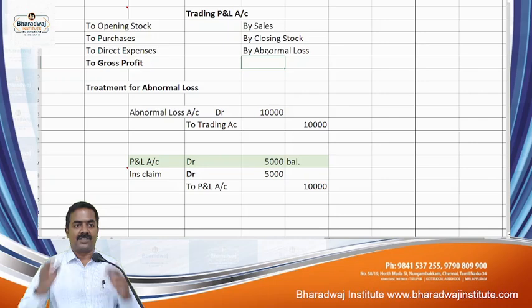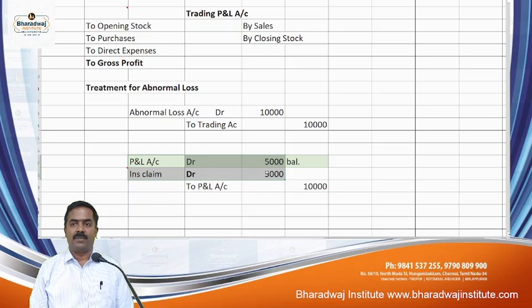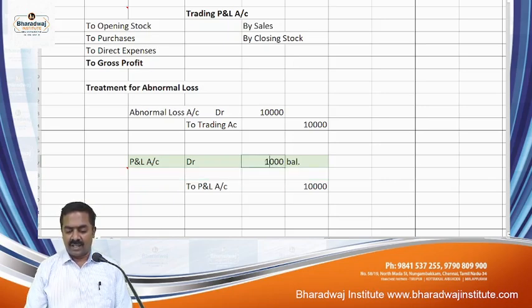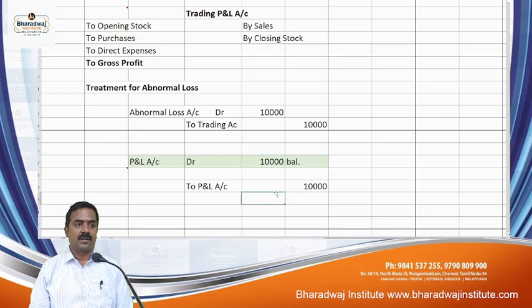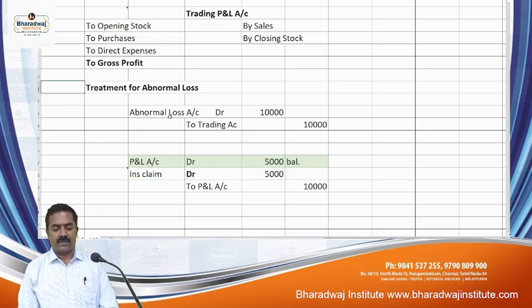By abnormal loss. In our mind, abnormal loss is a loss. Debit all expenses and losses. We will debit it to trading account. It is credited to which account? It is credited to trading account. Later on, after adjusting the insurance claim, if any, it will be debited to which account? P&L. Suppose there is no insurance claim, what would you have done? The entire 10,000 would have been charged in which account? P&L. Take up this treatment for abnormal loss.